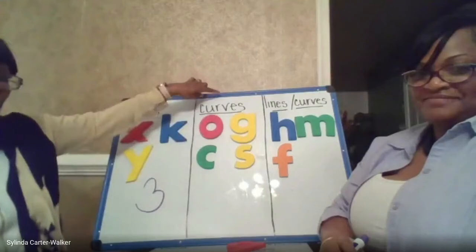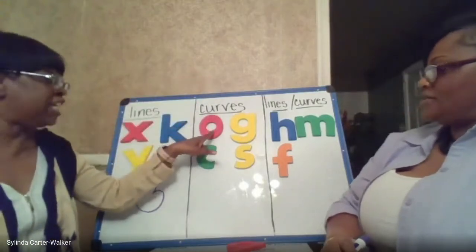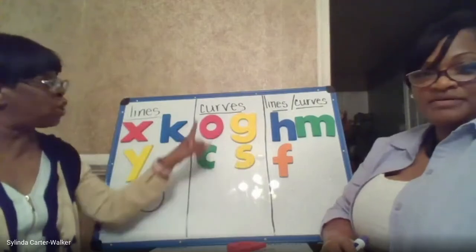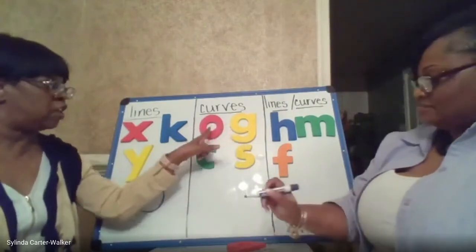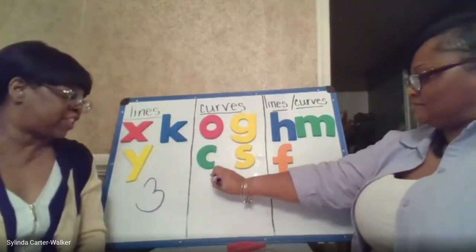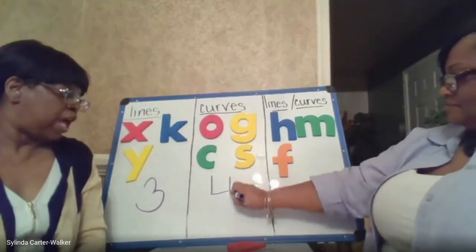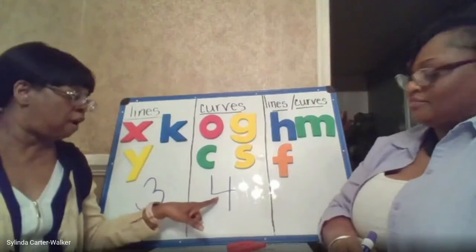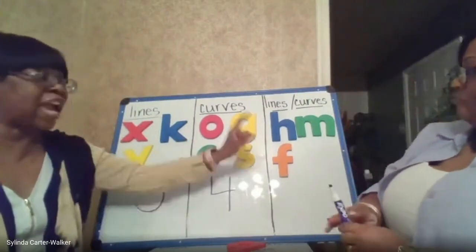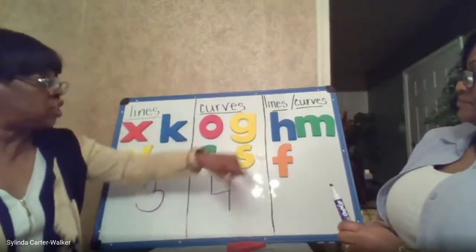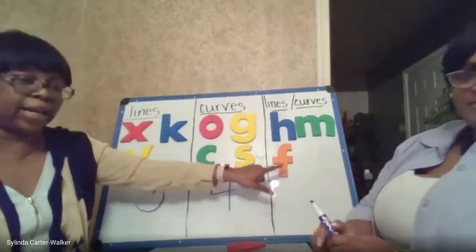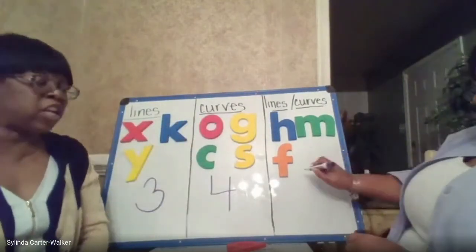Let's count the curves. 1, 2, 3, 4. So we have 4 letters that are curves. And Miss Privet just wrote the number 4. Let's count lines and curves. 1, 2, 3. Miss Privet will write another 3.